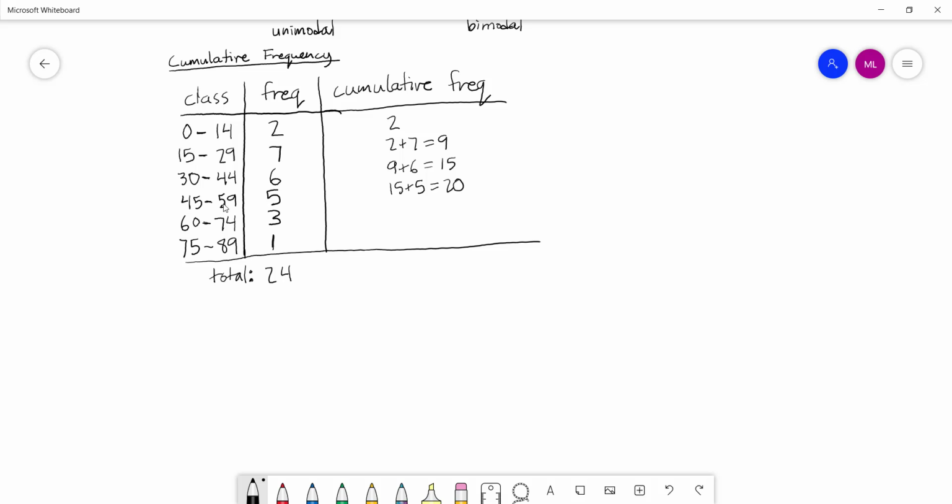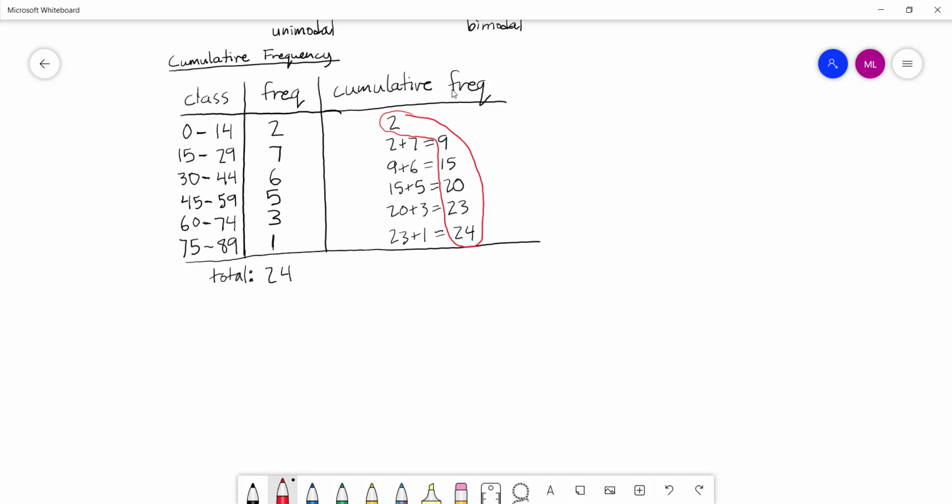The next one I need to go from 0 all the way up to 74, which is the 20 I've already accounted for up to here, plus 3 more from this class, so we'd be at 23. And lastly, from 0 all the way up to 89, we've now covered all the values in here, and we've added them all up. We take that 23, we just add this one last one that was unaccounted for, and we're up to 24. This number should always match our total here. They need to match.